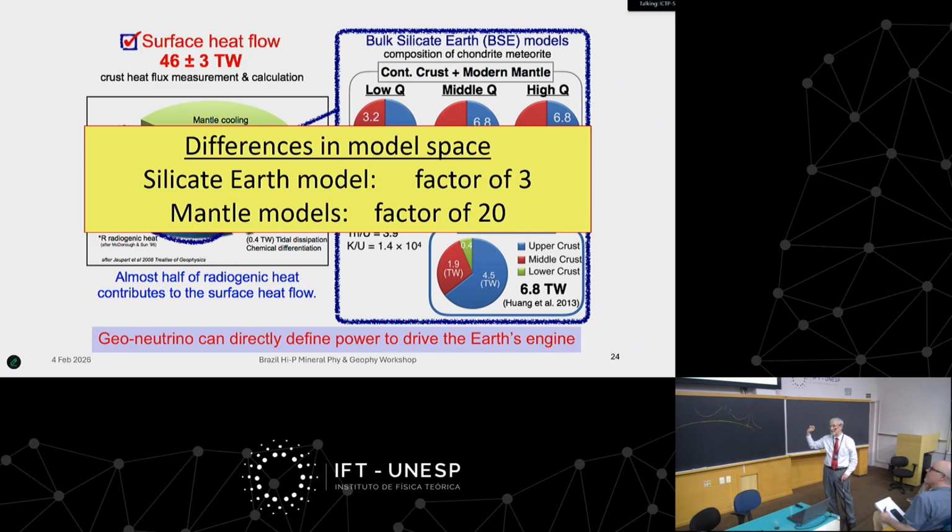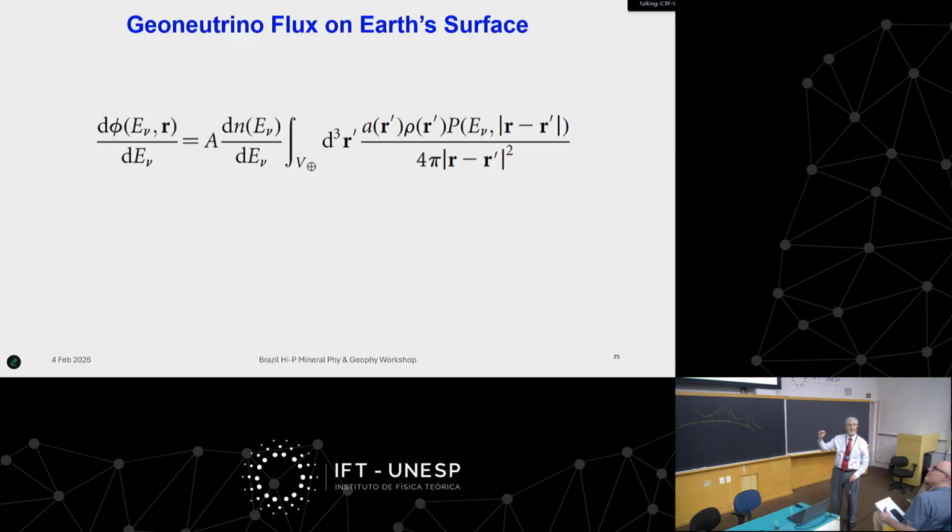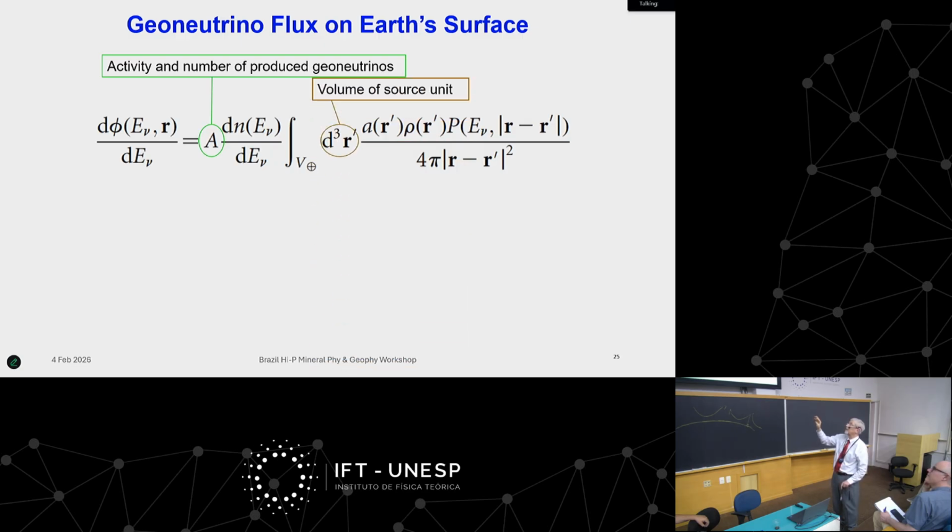Next slide, please. All right, this is an easy equation. First, advance, please. This is telling us a flux. And this flux depends upon just certain parameters that are going to be relatively easy to identify. A is essentially a constant. It's the decay constants and molar number, et cetera. Next slide. Volume of the source unit. The source unit is called the Earth. Next slide.